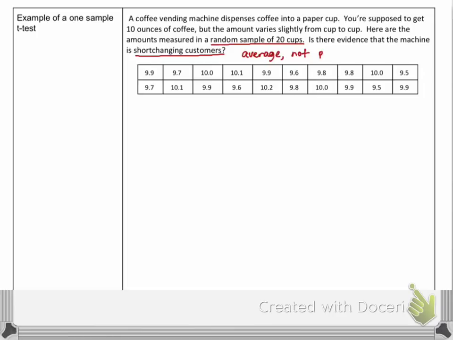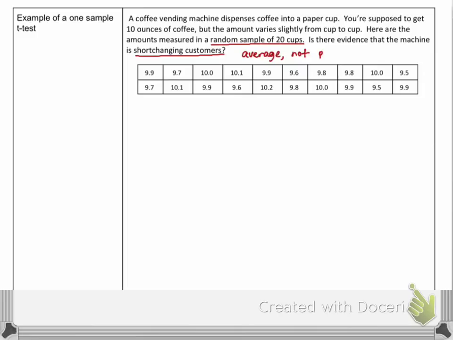It says, a coffee vending machine dispenses coffee into a paper cup. You're supposed to get 10 ounces of coffee, but the amount varies slightly from cup to cup. In a random sample of 20 cups, we listed the amounts that were measured for ounces of coffee in the cup. And then I'm looking at, is there evidence that the machine is shortchanging customers? So I see a lot of 9.9s there. I see that the lowest is 9.5, but I also see some that are at 10.2. And so basically I'm looking at, is the average less than 10? They're supposed to be getting 10. Are people getting shortchanged? That's what I'm trying to measure.